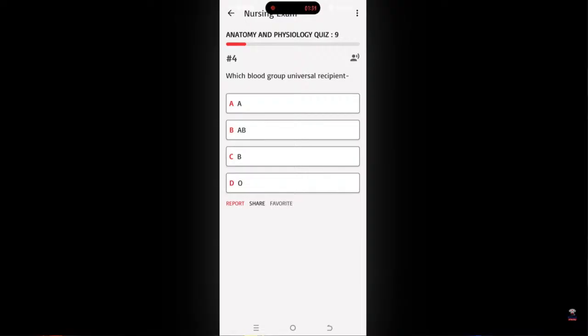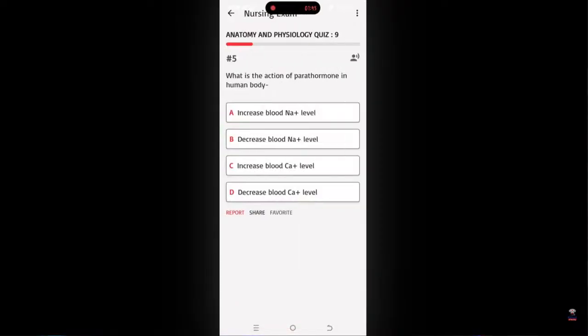Which blood group is the universal recipient? A. A, B. AB, C. B, D. O. Correct answer. What is the action of parathormone in the human body?